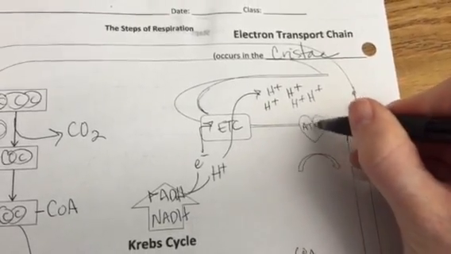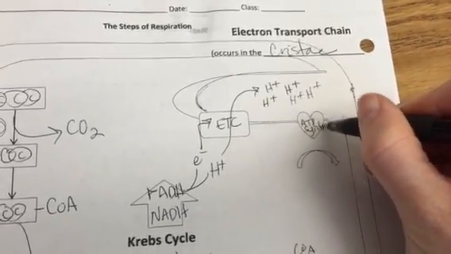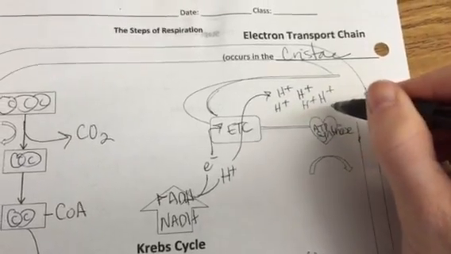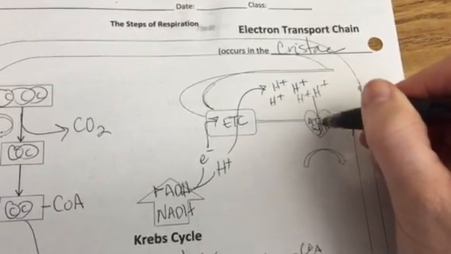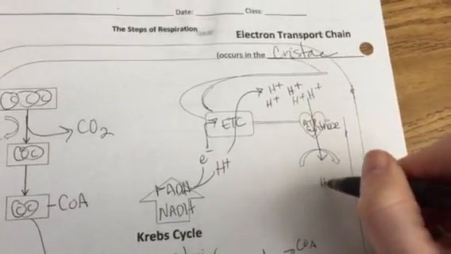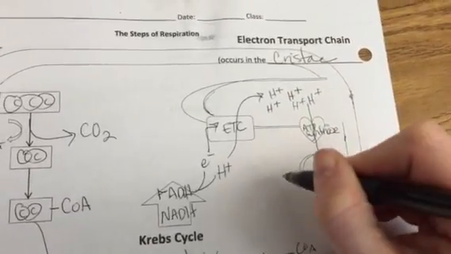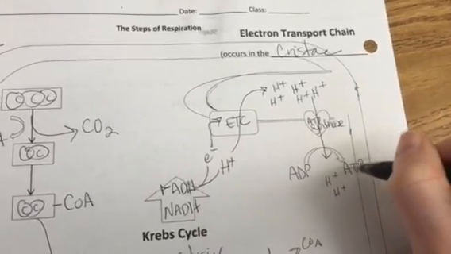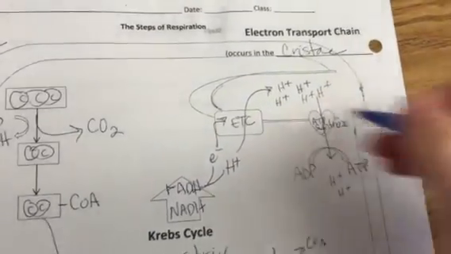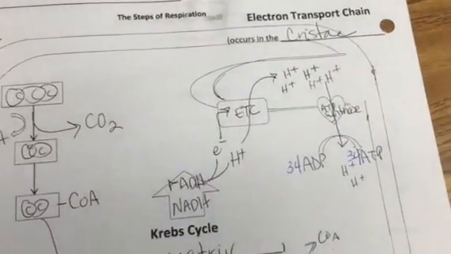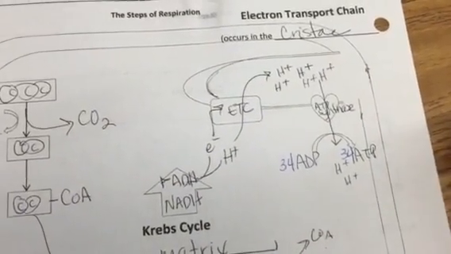And here's ATP synthase. We have all this potential energy here, and we're going to turn it into mechanical energy, and when it flows through ATP synthase, we're going to generate ATP. And it's a lot of ATP, 34. For each molecule of glucose, we're going to make 34 ATP.